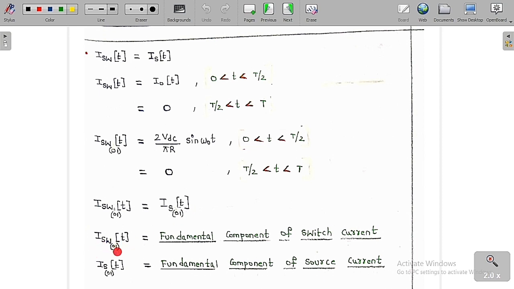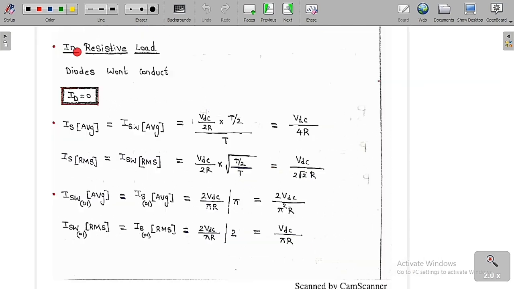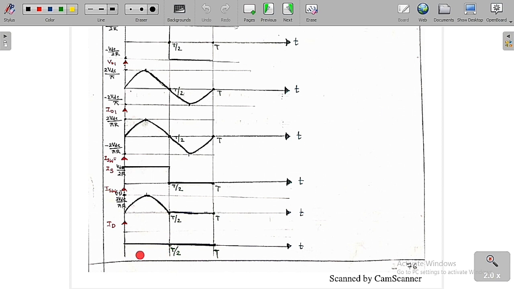I_SW1(t) means the fundamental component of the switch current, whereas I_S1(t) means the fundamental component of the source current. In resistive loads, diodes won't conduct, as I have already told you. So no diode is going to conduct, and simply the diode current is equal to 0. Now I am going to draw this on the graph. You can see clearly that the diode current is 0 for all the time, because they are not even conducting.